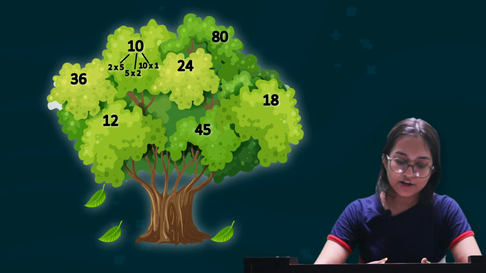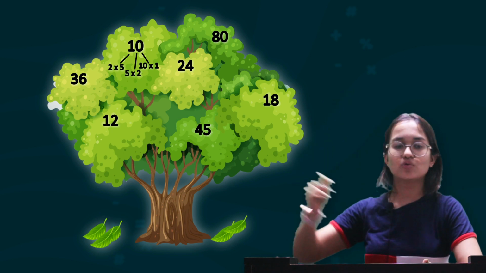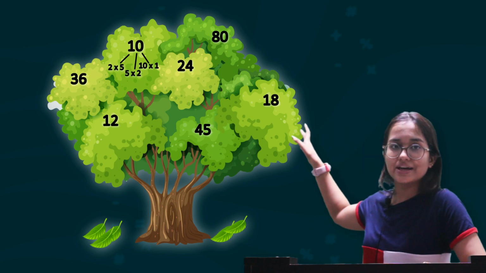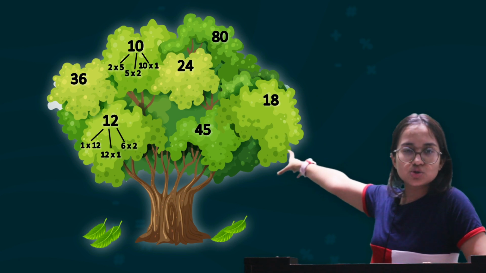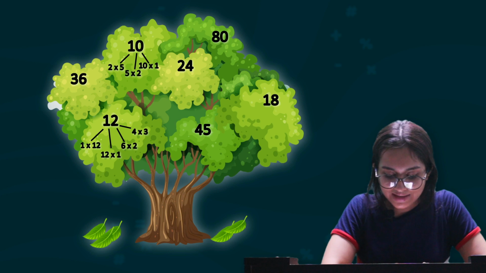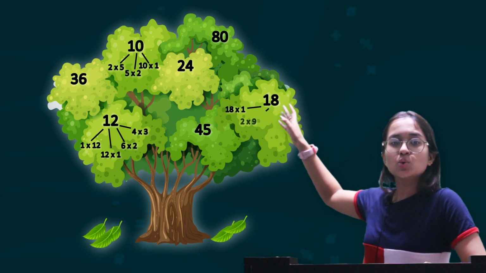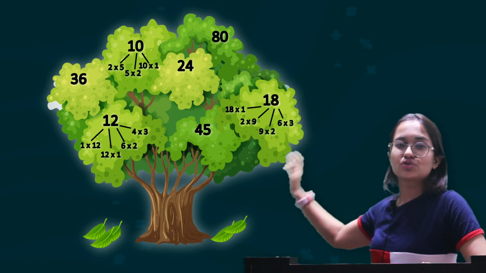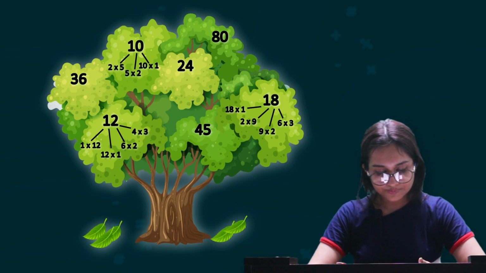Then we have a multiplication tree. What it says is 10. 2 into 5 is 10, 5 into 2 is 10, and 10 into 1 is 10. You need to do this for every number. Suppose I take 12, it's 1 into 12 is 12, 12 into 1 is 12, 6 into 2 is 12, as well as 4 into 3 is also 12. Then we have the number 18. So 18 into 1 is 18, 2 into 9 is 18, 9 into 2 is also 18, and 6 into 3 is also 18. So you need to do this for all the numbers now.